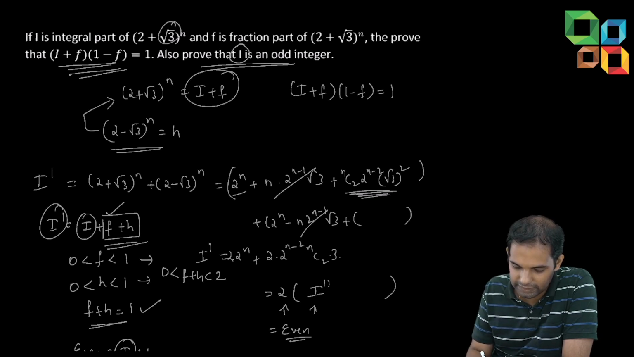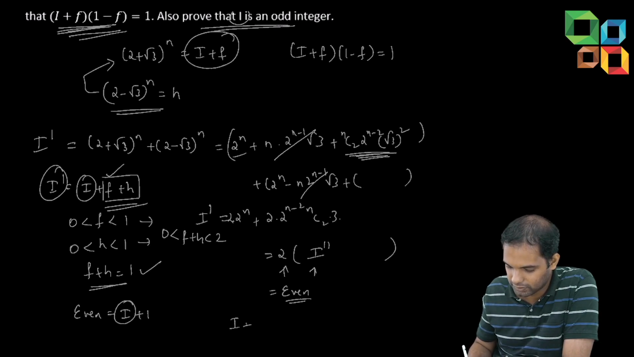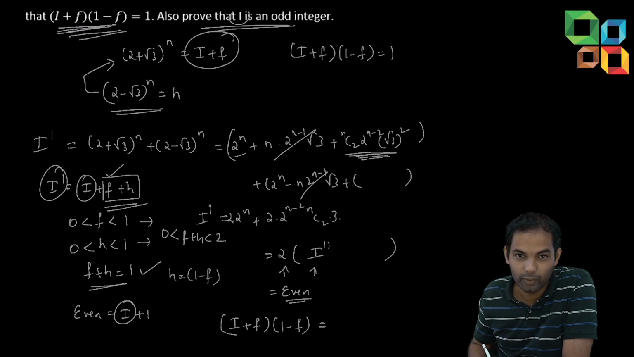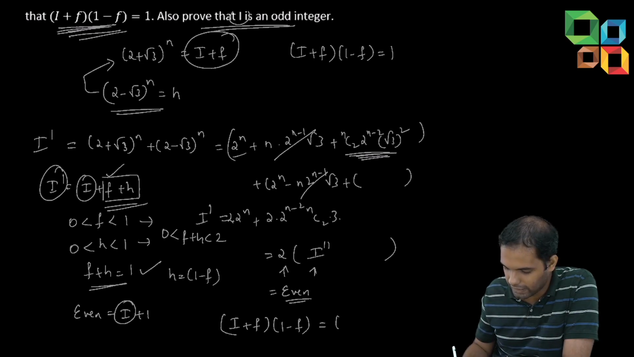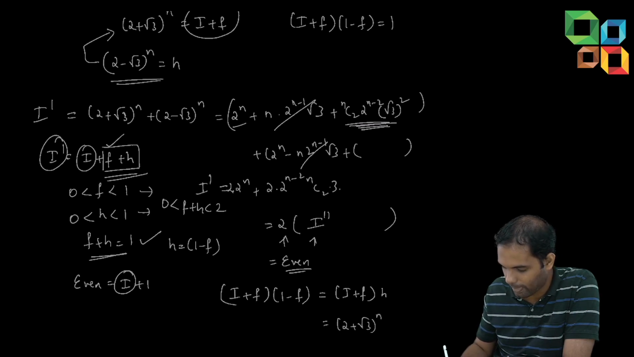Okay. And let us simply see what this is. Now, what is I plus f into 1 minus f? Do we know what h is? h is nothing but 1 minus f, correct? So what do I want to do? I plus f into h. That's it. I already know what I plus f is: for the term it is 2 plus root 3 power n. And h is nothing but 2 minus root 3 power n.